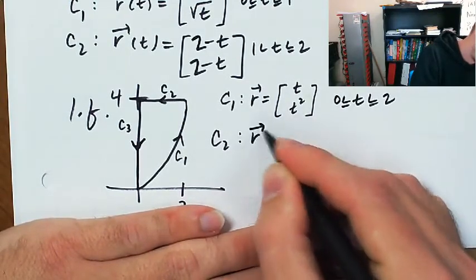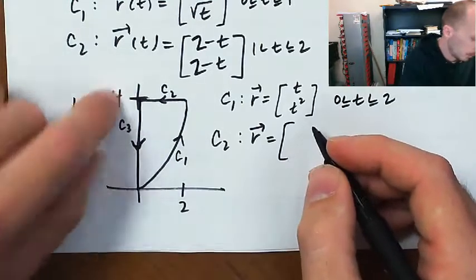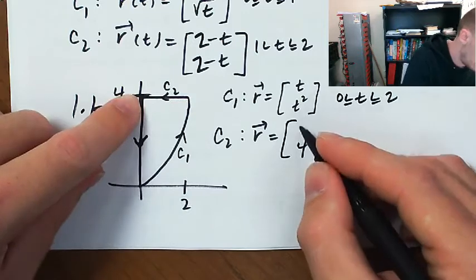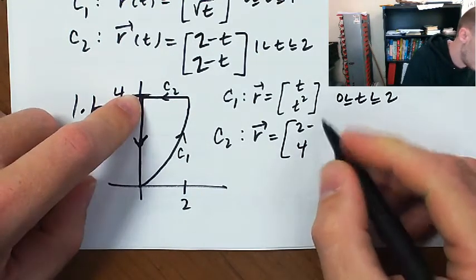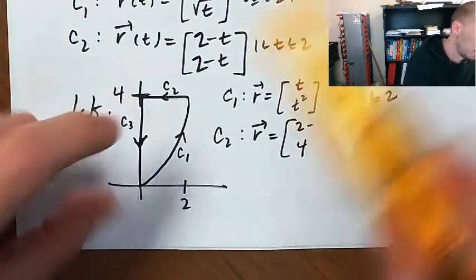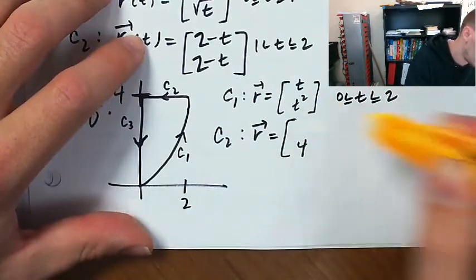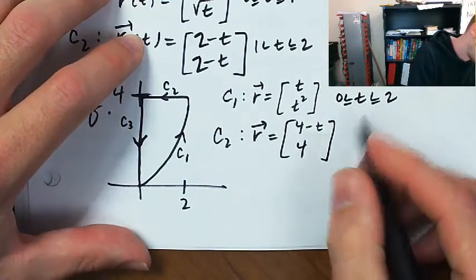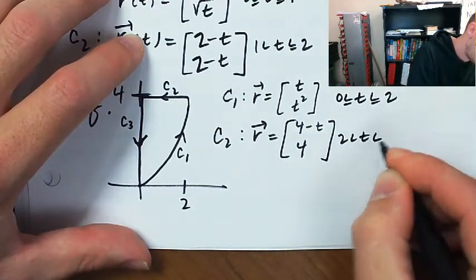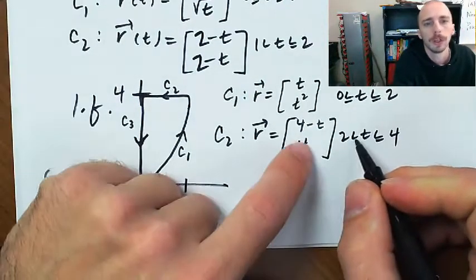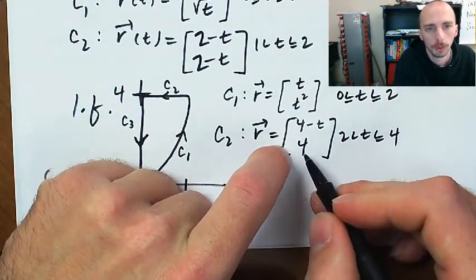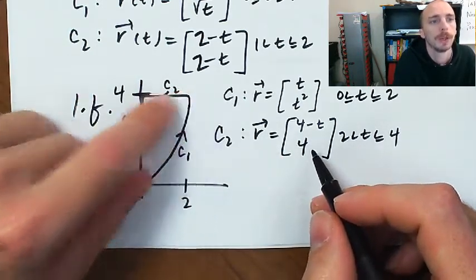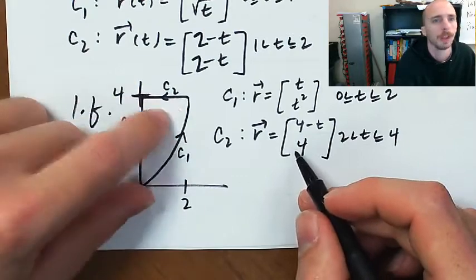For C2, r is going to be equal to, all right, y is 4 the whole time, x starts at 2 and decreases, so I would think 2 minus t, but it's going to be 2 minus t minus 2, so it'd be 4 minus t, I think. And that would be 2 to 4. But it's always good to check, right? When I plug in 2, I get the point 2, 4. When I plug in t equals 4, I get 0, 4. And that would be, okay, going from here to there, where y is 4 the whole time, that's going to be that line segment.